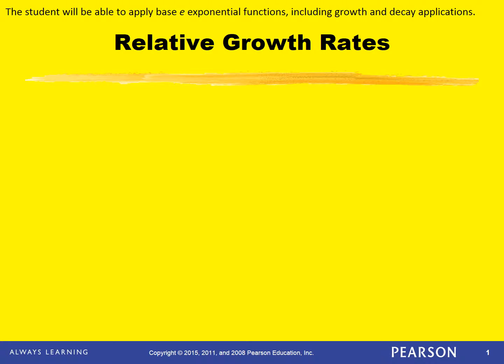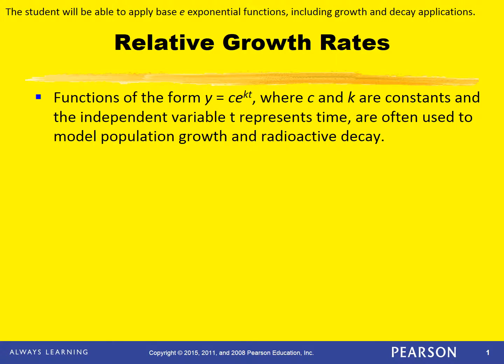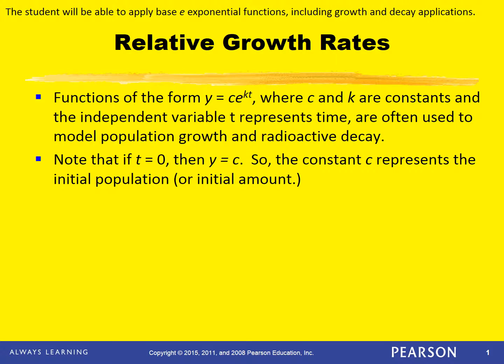The third objective in 2.5 is that the student will be able to apply base e exponential functions, including growth and decay applications. So base e, growth and decay applications. Functions of the form y equals ce to the kt, where c and k are constants, and the independent variable t represents time, are often used to model population growth and radioactive decay. Those are just two applications. One is a growth application, the other one is a decay application.